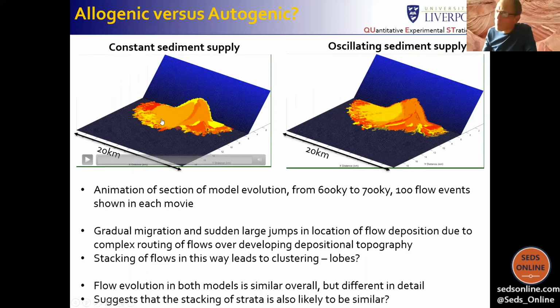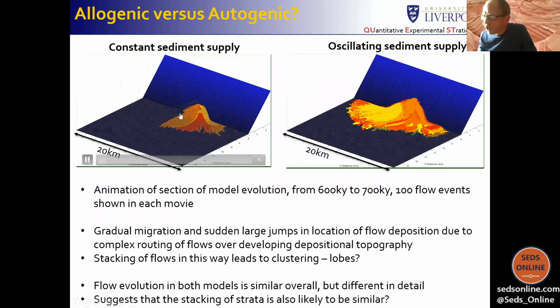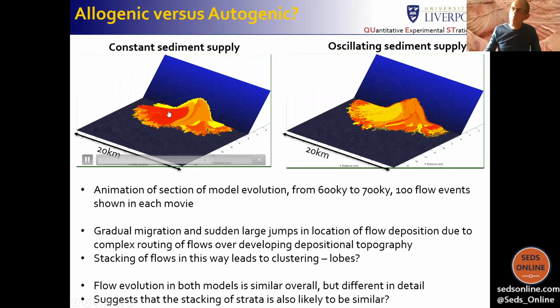Now, the interesting thing is that happens in both models. So we can argue that it must be an autogenic effect. It's not something that's being driven by the oscillating sediment supply, because it happens in the model with the constant sediment supply as well. Let me just run it again. What we're seeing is a gradual drift of the location of the flows. So now they're over here. But then occasionally there are sudden much bigger jumps to over here. I think there's one coming in a second. There it goes. Those jumps are all autogenic, and they're producing clustering in the flows, which is analogous to lobes.